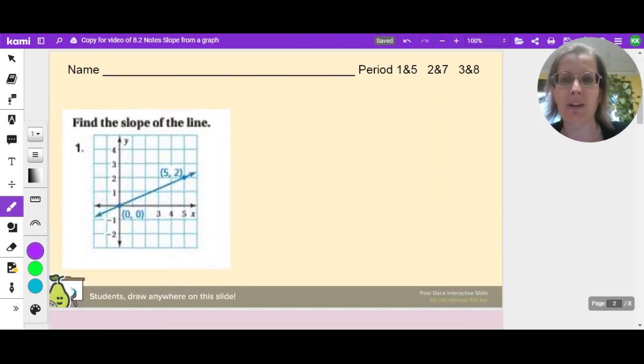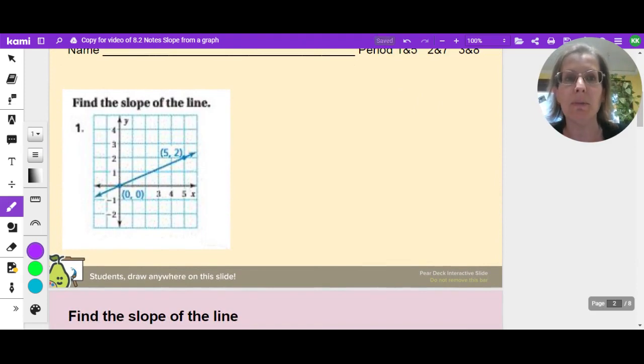So in this first example, you are given dots. You won't always be given a dot, but this time we were given 2 points. And when you find slope, you're going to draw a triangle. Now, this is what I see people do. They're all over the place. Don't do that. You need to go straight up and straight over. So it should always be a right triangle, straight up and straight over.